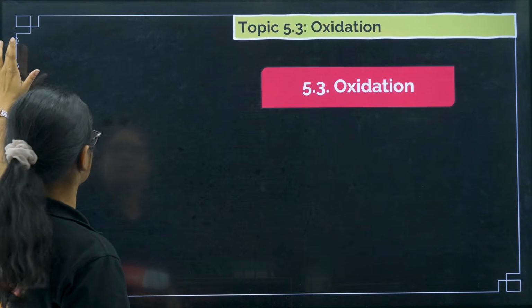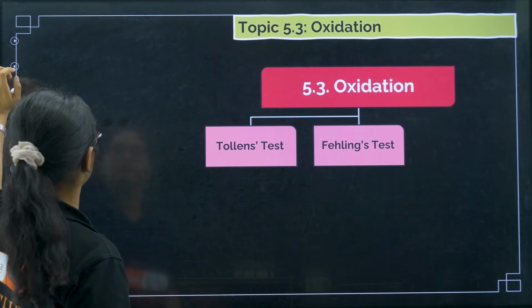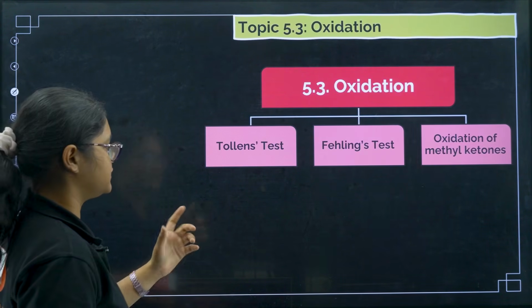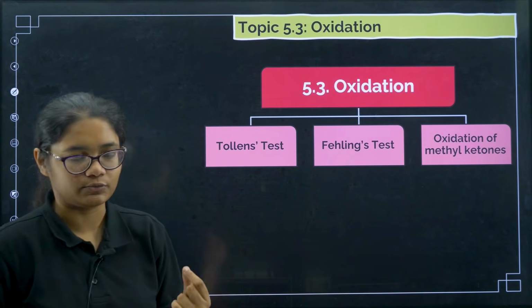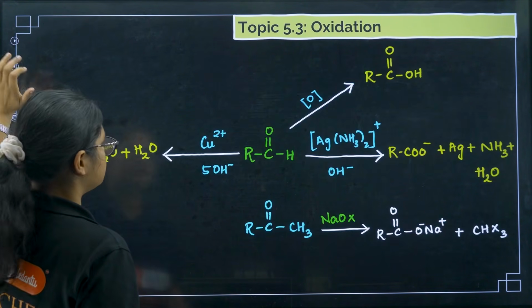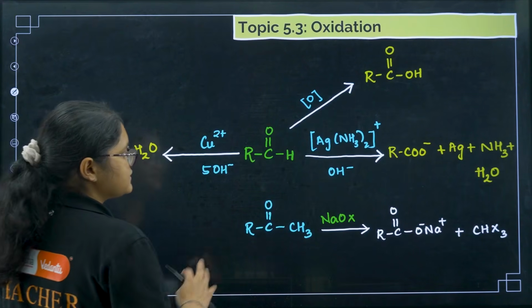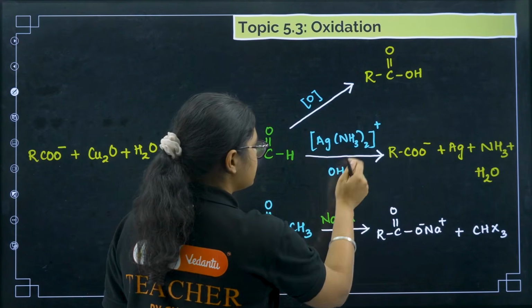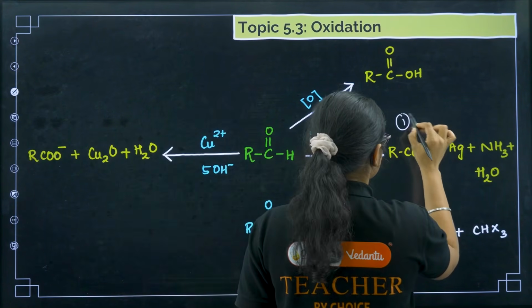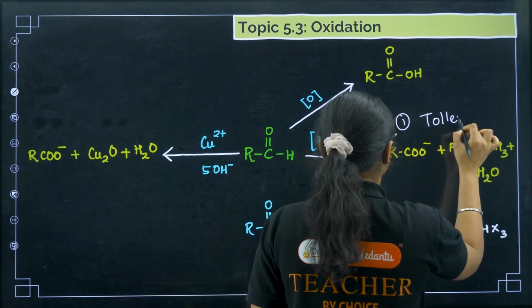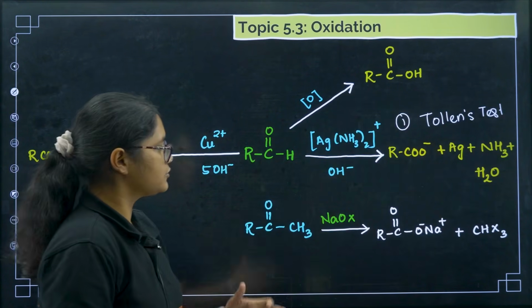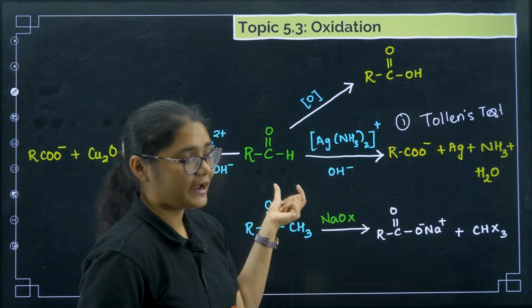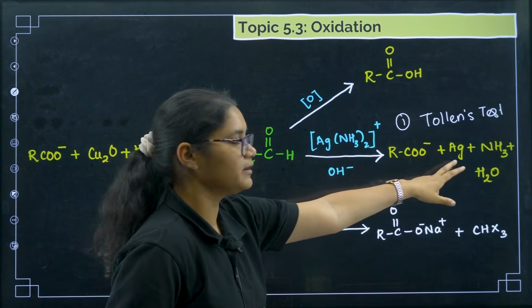Under oxidation we have three types: Tollens test, Fehling's test and oxidation of methyl ketones. Now what is there in Tollens test? Tollens reagent is a mild oxidizing agent. This one is your Tollens test. What does this one do? This Tollens test converts aldehydes to a salt and a silver mirror is formed.